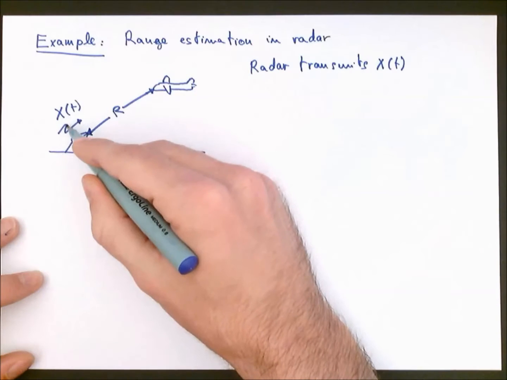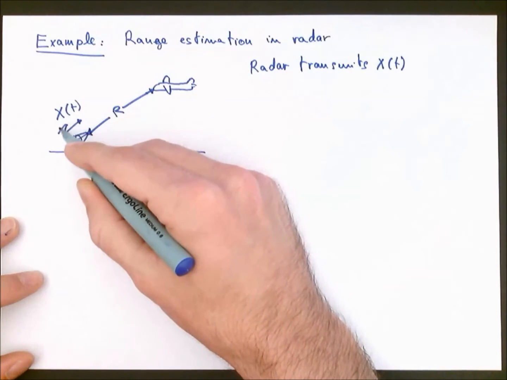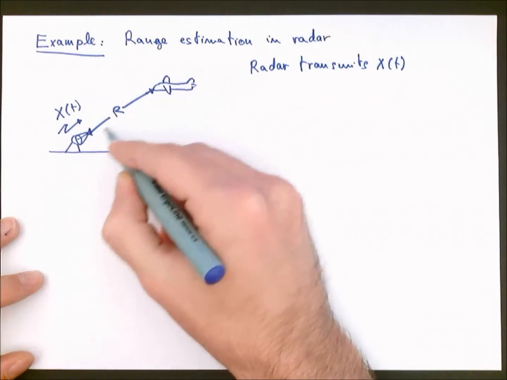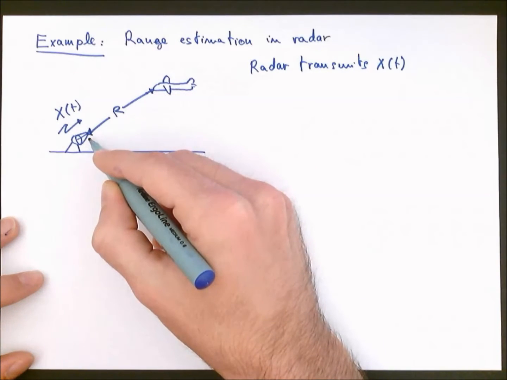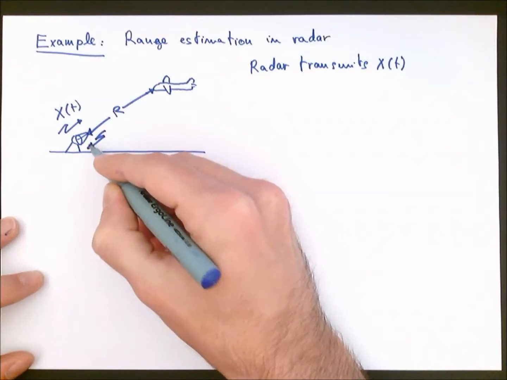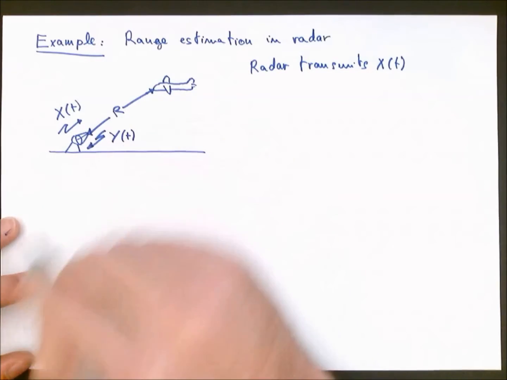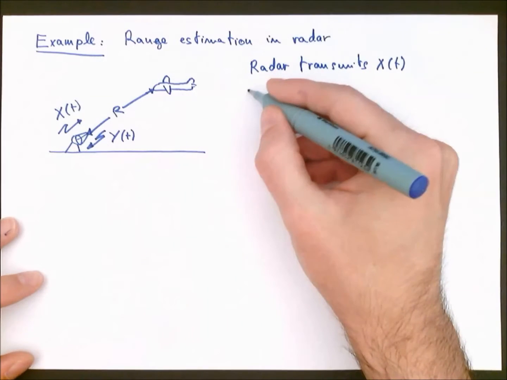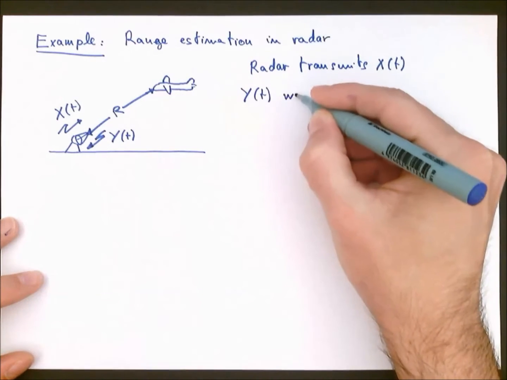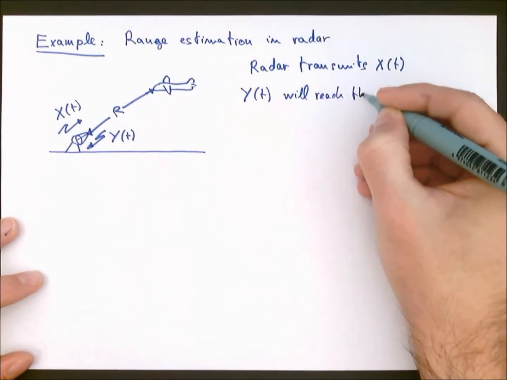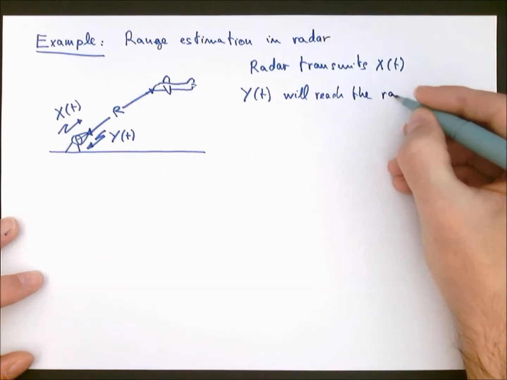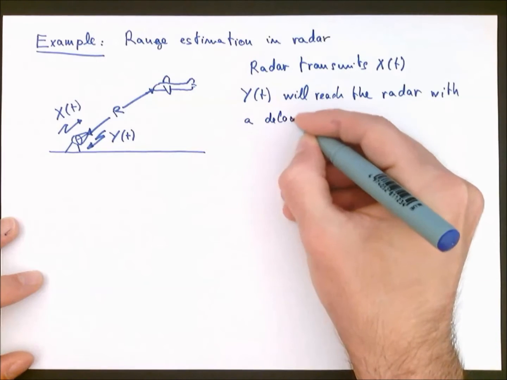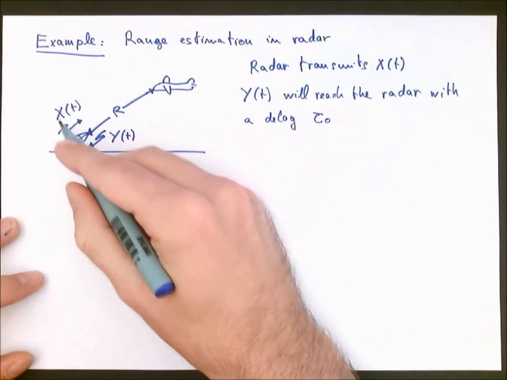Now, this pulse, which is transmitted over the air via electromagnetic waves, will be propagated towards the target. It will reflect on it, and it will bounce back. It will propagate back again towards the radar, and will be received back at the radar antenna as a time-shifted version, which we will call y. Now, the reflected wave will reach the radar antenna with a given delay, which we will call tau 0, with respect to the transmission of x.